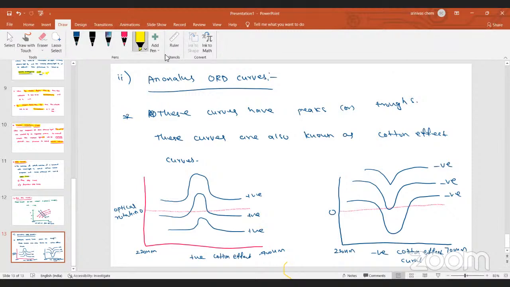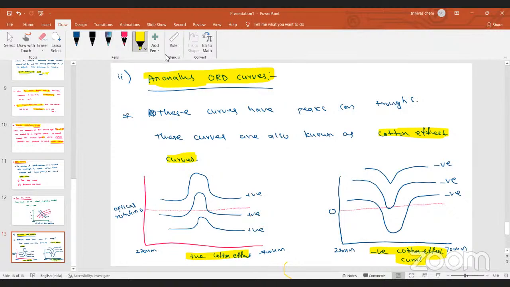Say about anomalous ORD curves. So anomalous ORD curves have peaks. These curves are also known as Cotton effect curves. These are positive Cotton effect curves, and these are negative Cotton effect curves. So what is the Cotton effect? The combination of CB and CD is called the Cotton effect.